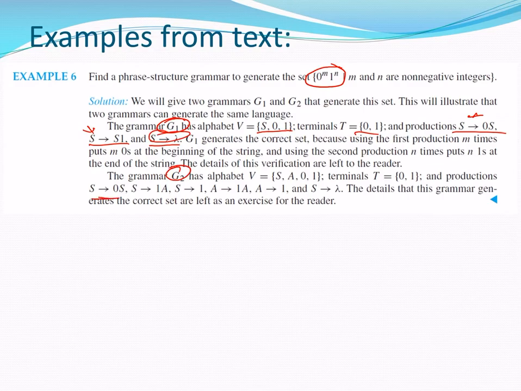Okay, so that's fairly straightforward, but here's another grammar that produces the same language. Now we have S produces 0S, S produces 1A, S produces 1. A produces 1A, A produces 1, and S produces lambda. What this does is it builds up the word from left to right, just like you write a word on a page.